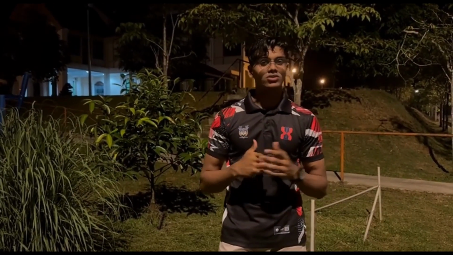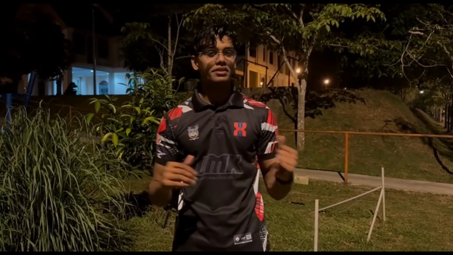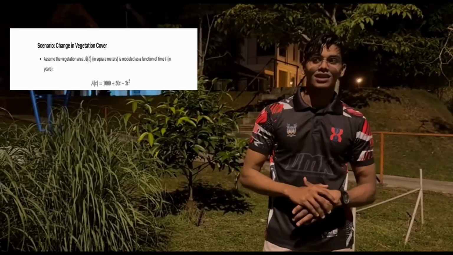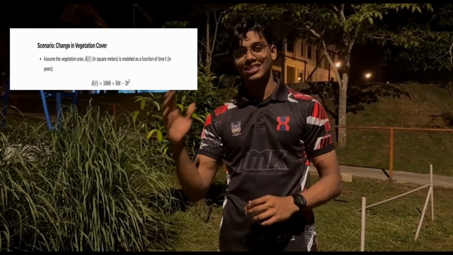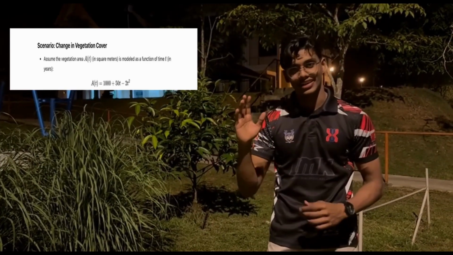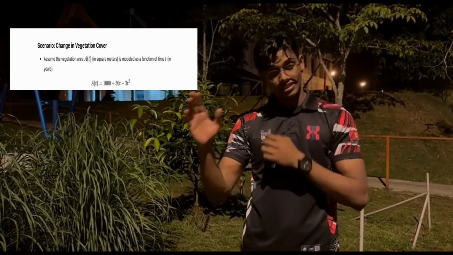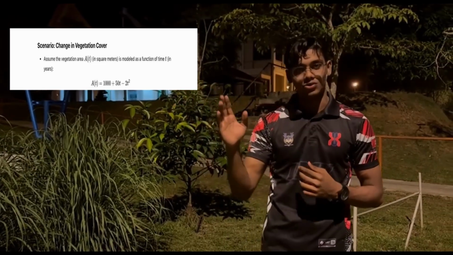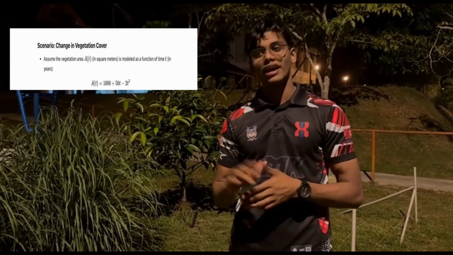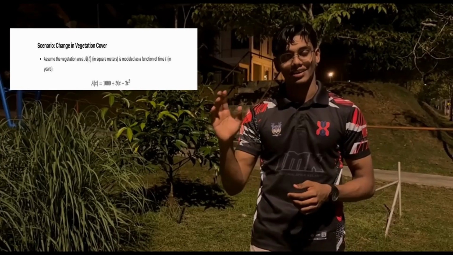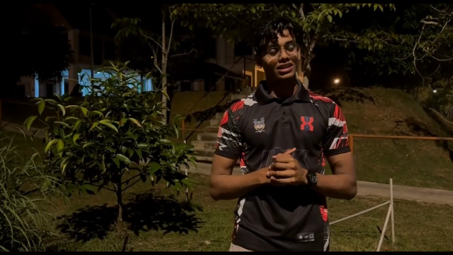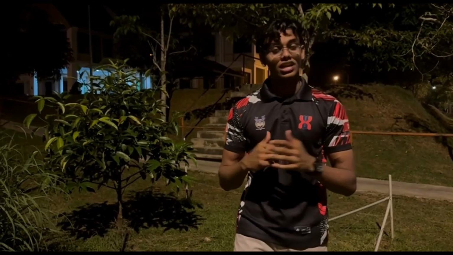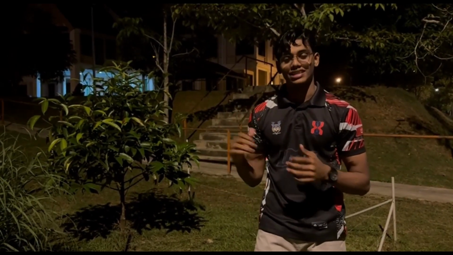To investigate further my problem statement, let's consider the vegetation area in square meters given by this equation. As you can see, the equation is shown on the screen. Here, 1000 represents the initial vegetation area. Meanwhile, 50t models the annual growth, and the negative t squared accounts for degradation over time. Next, to pursue our calculation, we can use the derivative to calculate the growth rate in the plantation.